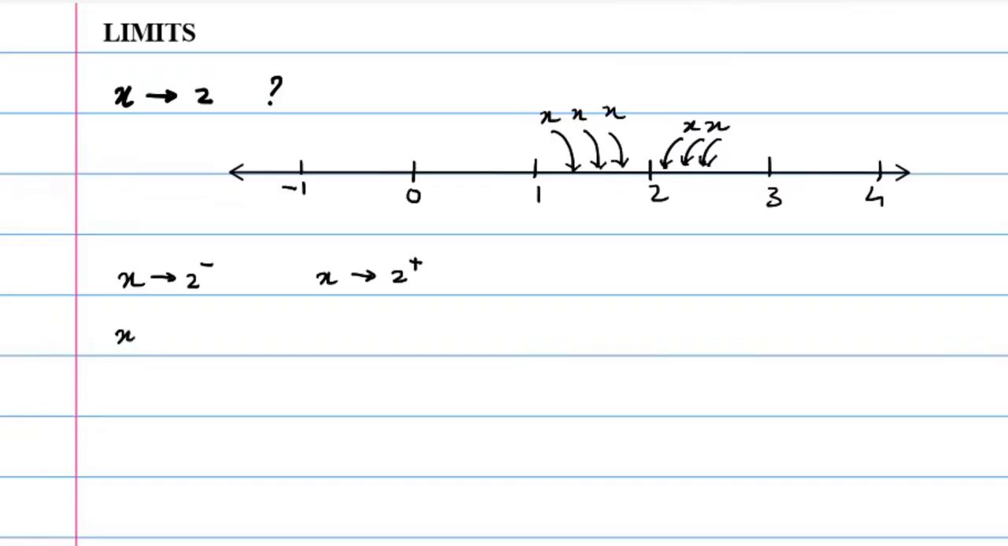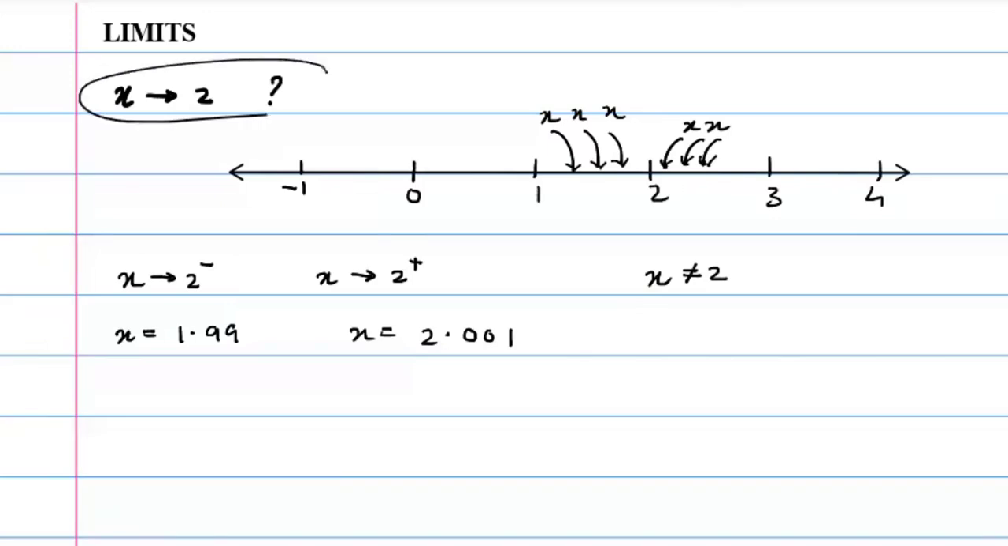So the numbers can be something like x equal to 1.99. Here it can be x equal to 2.001. Some number which is very close to 2, but it is not equal to 2. Okay, so one thing we need to remember, that x will never be equal to 2, but x will come very close to 2. Okay, so that is the idea of x coming closer to 2.